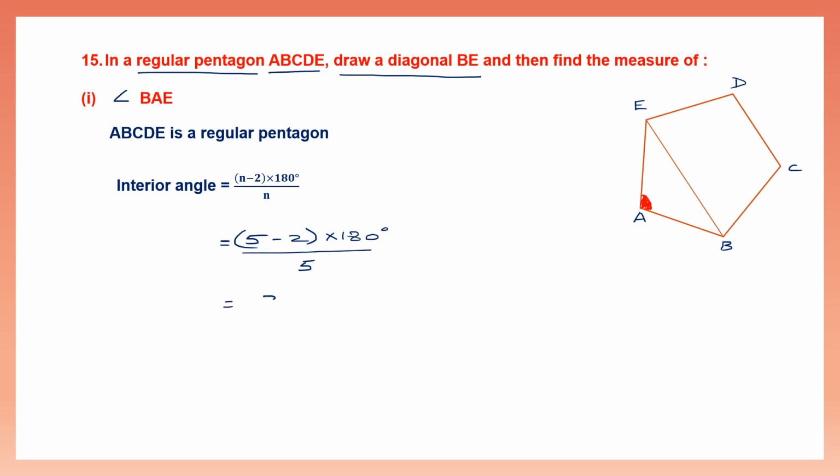So 5 minus 2 is 3. 3 times 180 divided by 5. So you can cancel. 5 sixes are 30, so we get 36 into 3, and 36 times 3 is 108. That means we have found the interior angle to be 108 degrees. So let's write that angle BAE is 108 degrees. So we found the first answer.